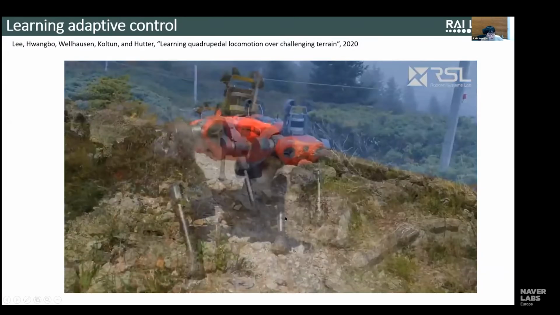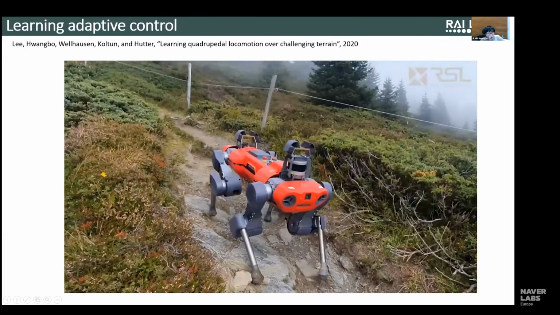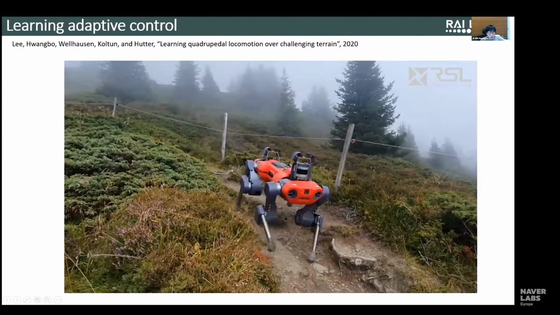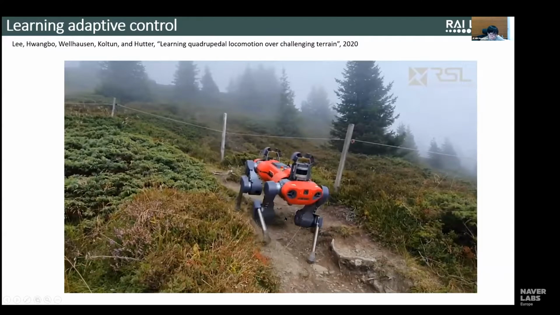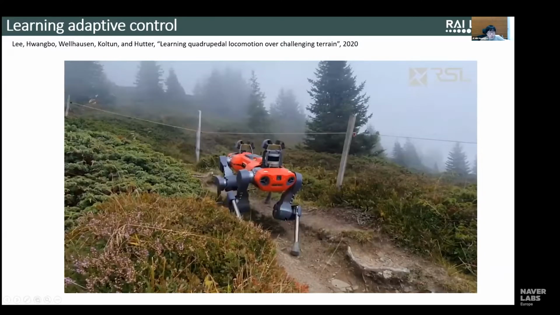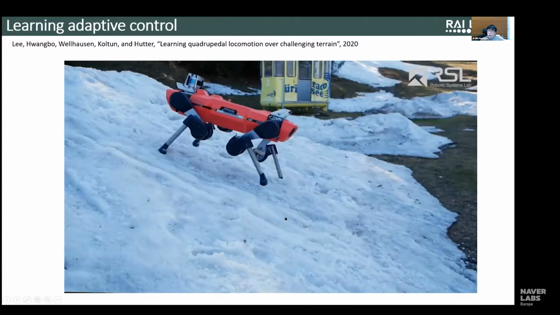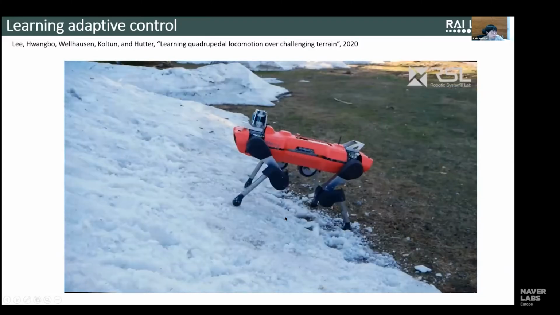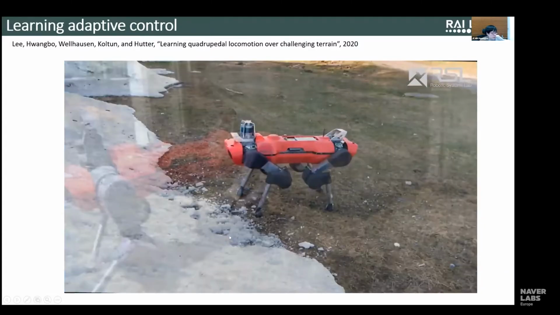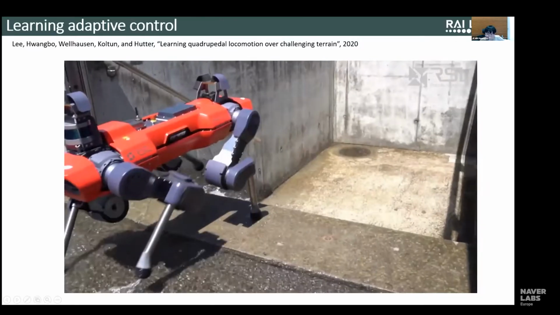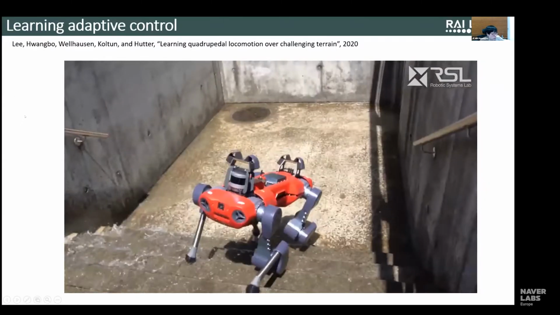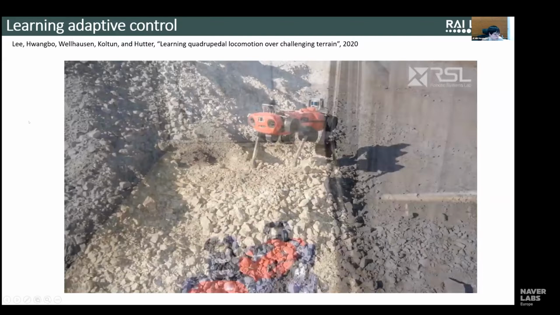I call this adaptive control because using the history information, you can estimate the unseen environment properties. So what you're doing is actually adapting to the new environment properties. Okay, so this works very robustly. I'm going to skip this quickly because I guess you saw the video before.